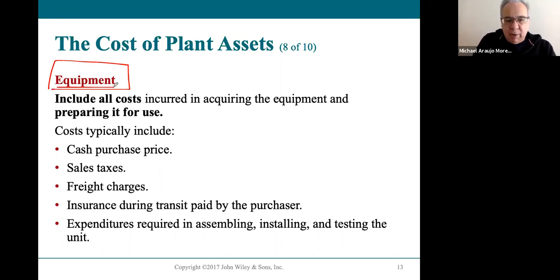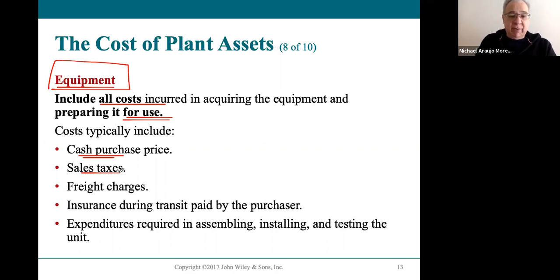Most businesses have equipment. And so when you look at the equipment account, how do they justify the number next to it? Well, it's all the cost of the equipment. Again, it has to be ready for use. So it's not just the cash price of the equipment. Equipment, because of the product, falls under the taxation laws. There's usually sales taxes on a lot of equipment. So it's not just the cash price, but the sales tax on that price.